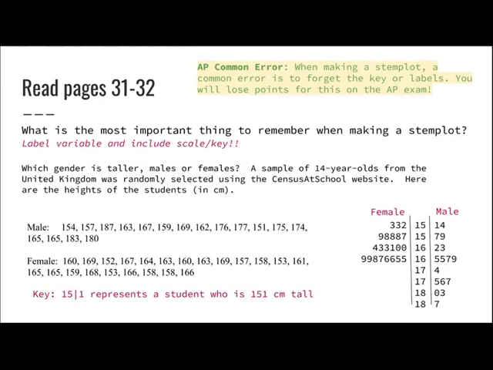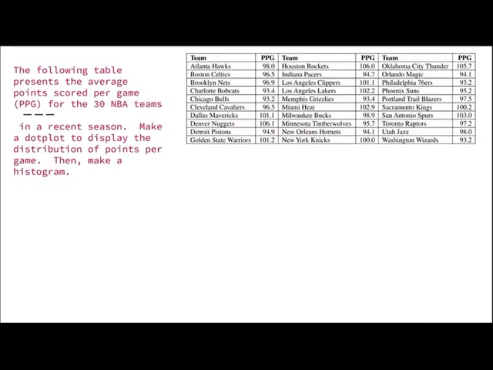All right. So the following table presents the average points scored per game for the 30 NBA teams in a recent season. Make a dot plot display of the distribution of points per game. Then make a histogram. So what I did here to make the histogram and the dot plot is I used an applet, just kind of like the ones we were using in class today.